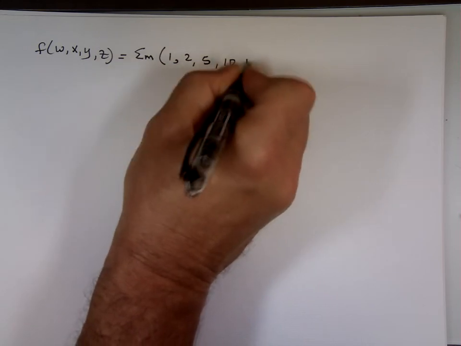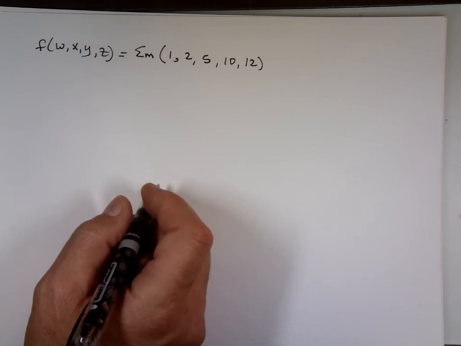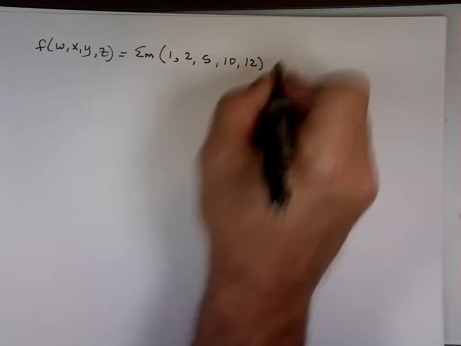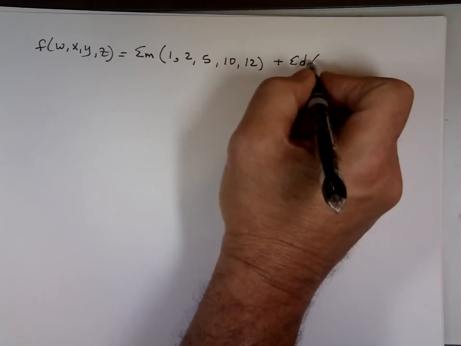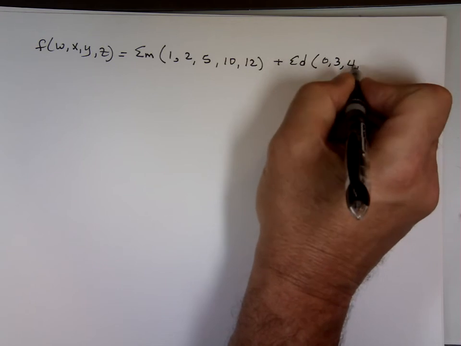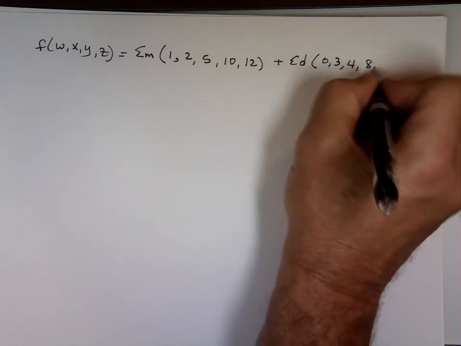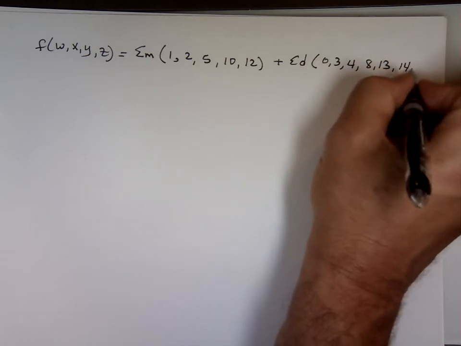f of wxyz equals the summation of 1, 2, 5, 10, 12. The don't cares are 0, 3, 4, 8, 13, 14, and 15. Lots of don't cares.